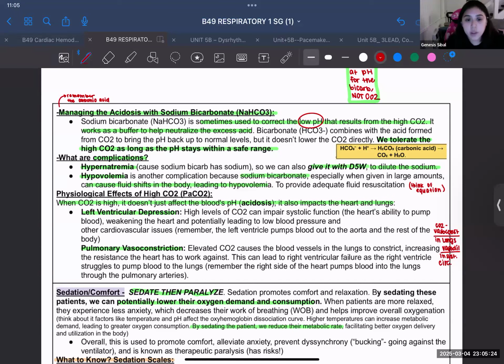So what are the complications of giving sodium bicarbonate? I feel like it makes sense for the first one, hypernatremia, because literally sodium bicarb in the name has sodium, right? So what can we do in terms of giving IV fluids to dilute the sodium? Obviously we can give D5W because that helps dilute the sodium within the blood. If you're not understanding that, that's just a review of your isotonic, hypotonic, and hypertonic fluids, and that takes like 2 seconds to look up really quickly. But all you have to remember, and I feel like most of you do know this, is that giving D5W helps to dilute the sodium.